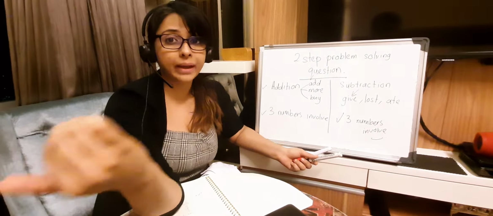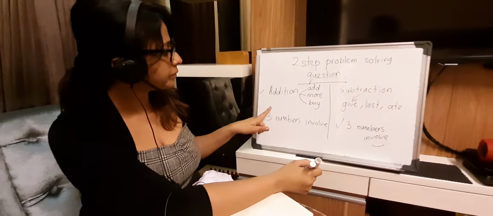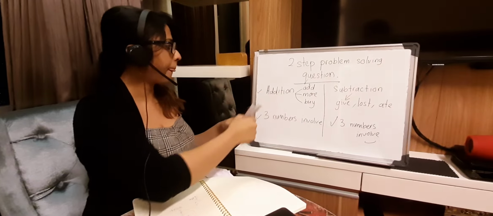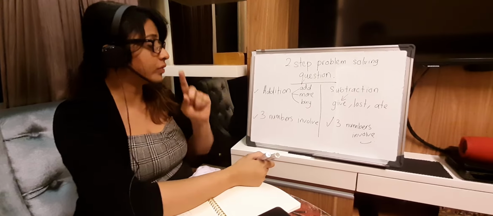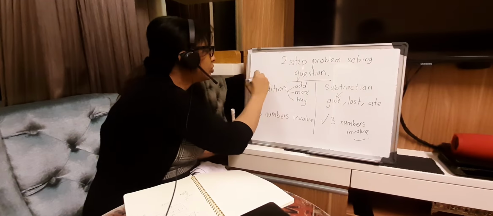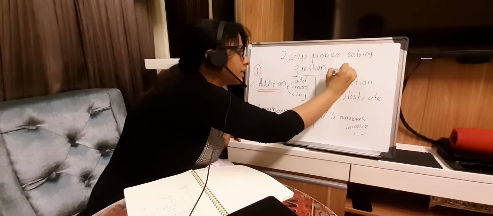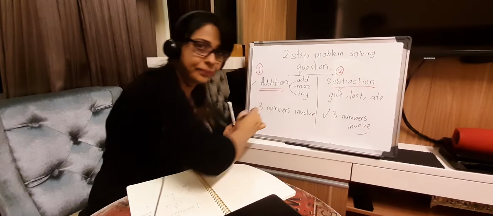Alright, so I'm going backwards. This is called backward planning, where you decide today what problem solving question you have to create. So how many questions you have to create? Two. Okay, I want you to create two questions. One is for addition, another one is for subtraction.